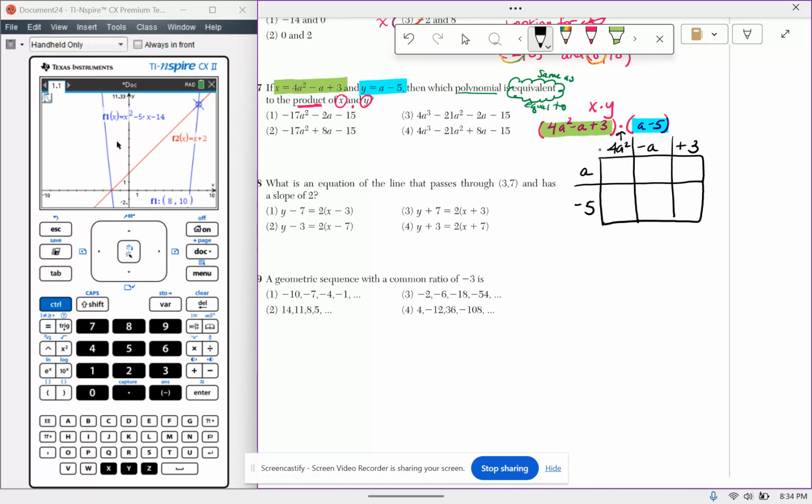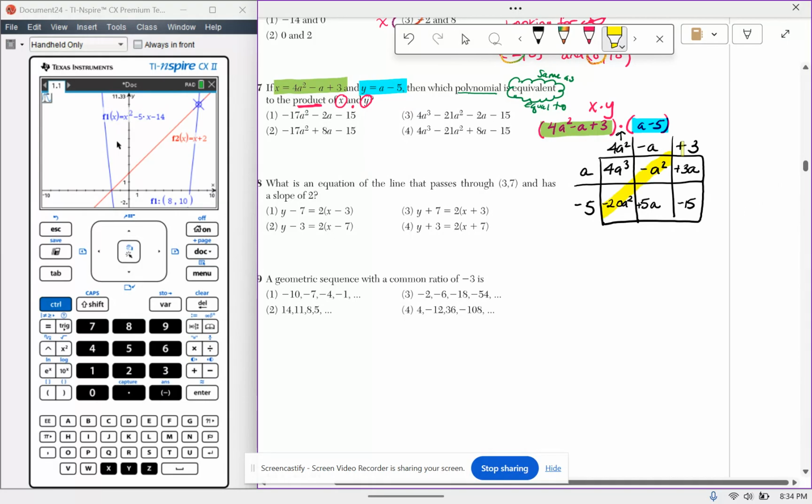And then I'm going to multiply across to fill in the box. So 4a squared times a gives me 4a cubed. Negative a times a gives me negative a squared. 3 times a gives me plus 3a. 4a squared times negative 5 gives me negative 20a squared. Negative a times negative 5 gives me plus 5a. 3 times negative 5 gives me negative 15.